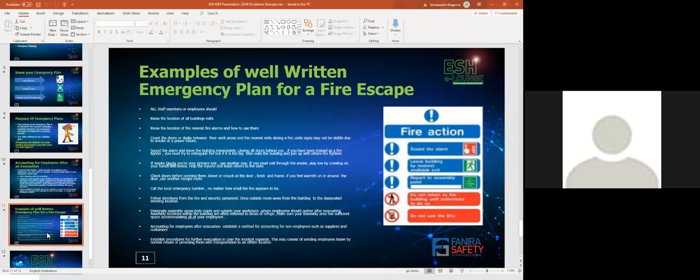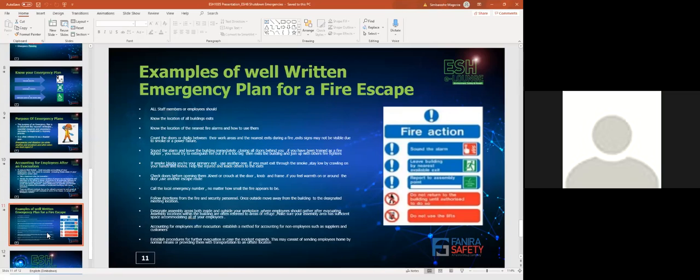For accounting for employees after evacuation, establish a method of accounting for people such as suppliers and customers, who are always left out. So let's ensure that during our inductions and our shutdowns, we have people in charge of these customers and suppliers, so that during emergencies we will be able to trace them in case some of them are trapped. And overall, let's establish procedures for further evacuation in case the incident expands. This may consist of sending employees home by normal means or providing them with transportation to another outside location.